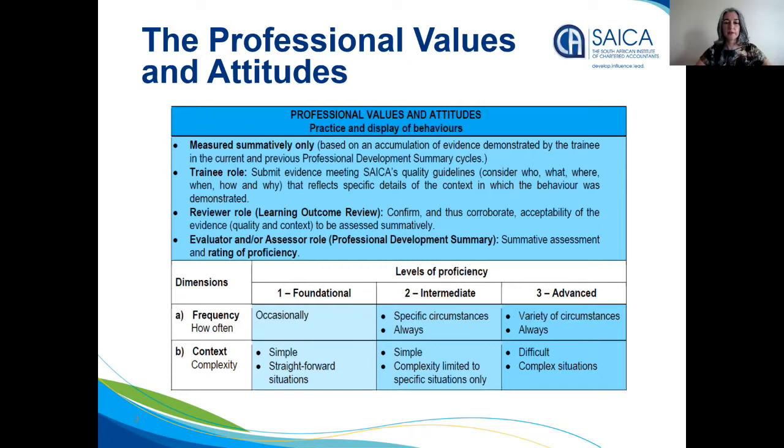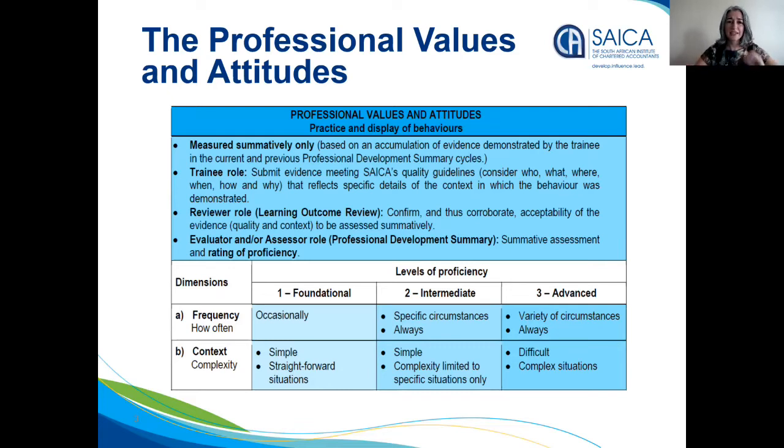And then when we come to the context, we're saying when the trainee showed up in this way, was the context simple, straightforward? Were they even perhaps prompted to show up in that certain way? Or are we starting to see that the trainees are starting to move towards a complexity within some of the situations which they're seeing, and possibly even quite difficult scenarios and complex situations that they're faced with on a more regular basis?